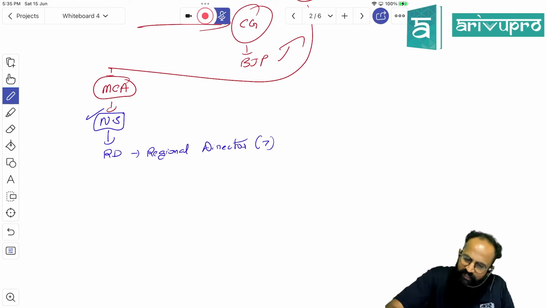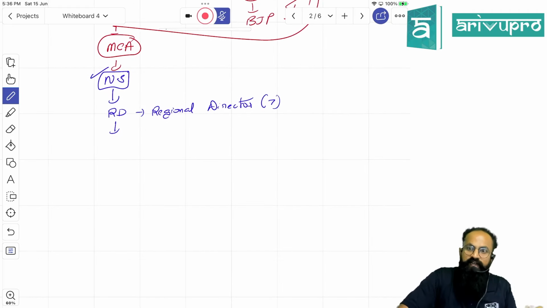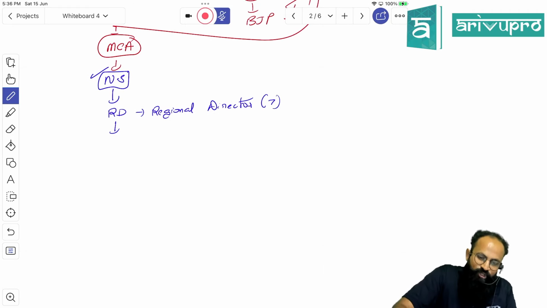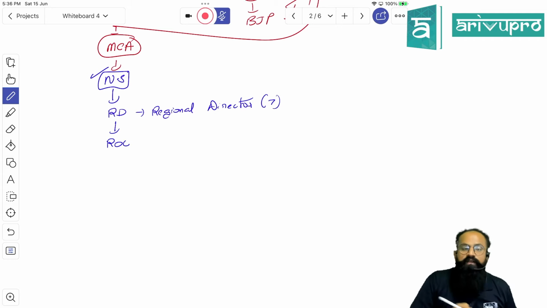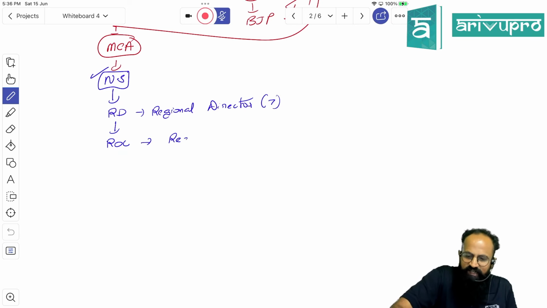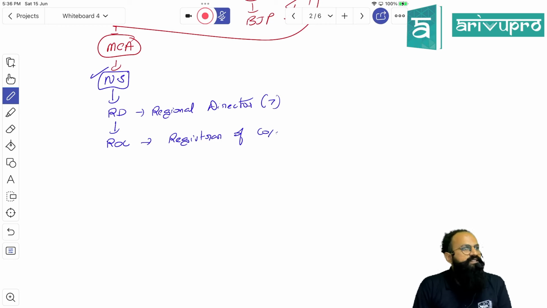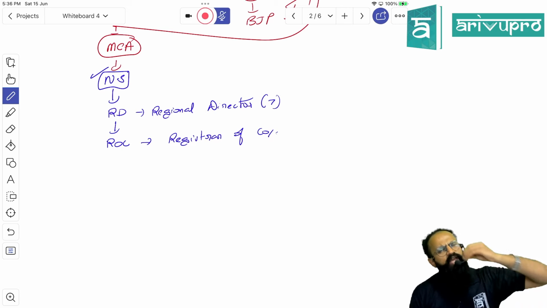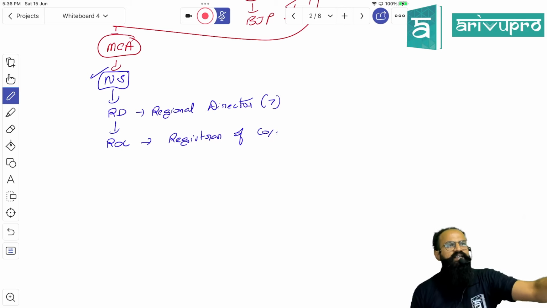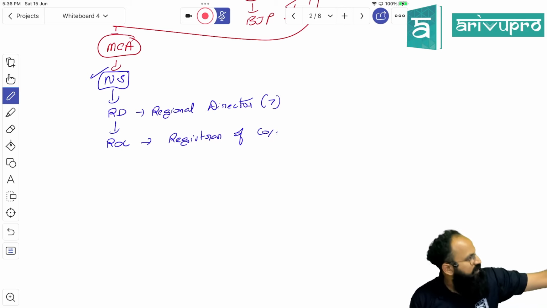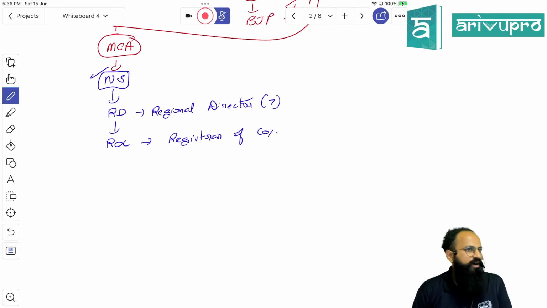Now can 7 people take care of the entire country? No. So further we came down to another person. And who is that person? Now this person you know. This person is called the Registrar of Companies. Now whenever you need to do anything in the Companies Act, everything will be seen by one person, and that one person is called the ROC.